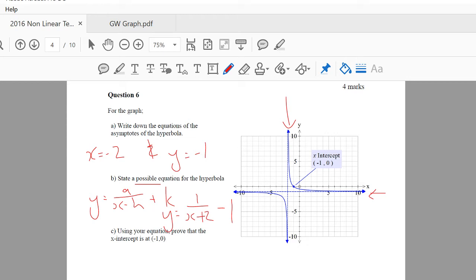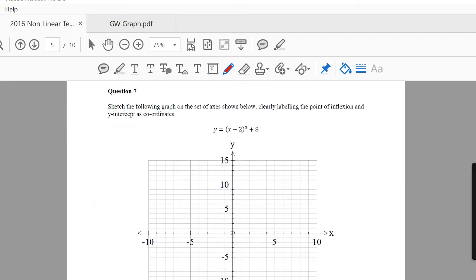So how do I find an x-intercept? I make y 0. I'm going to get 0 equals 1 on x plus 2 minus 1. And we're going to try and work that out. So let's solve this. Take 1 onto the other side. Here we get 1 on x plus 2, and then that leads to, if I swap them around, x plus 2 has to equal 1, which means x equals -1, which is what we were asked to prove. So we've proved that -1, 0 is our x-intercept.